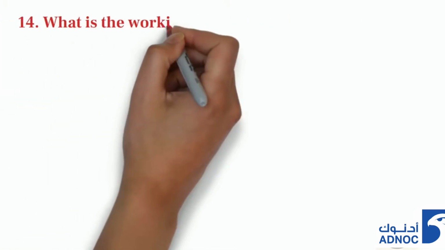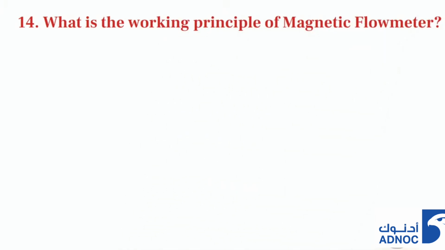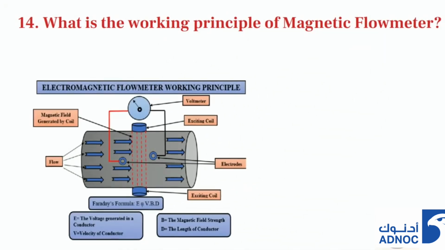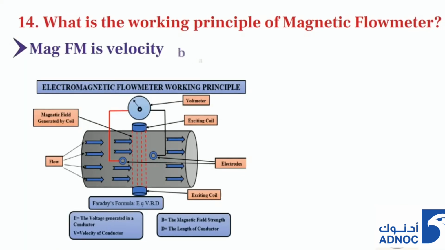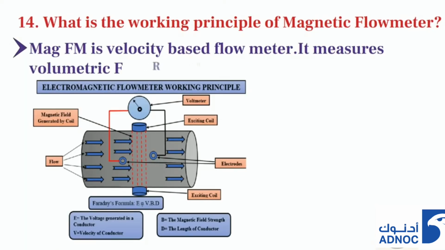Next question is, what is the working principle of magnetic flowmeter? Electromagnetic flowmeter is a velocity-based flow meter. And it measures volumetric flow rate of liquids.